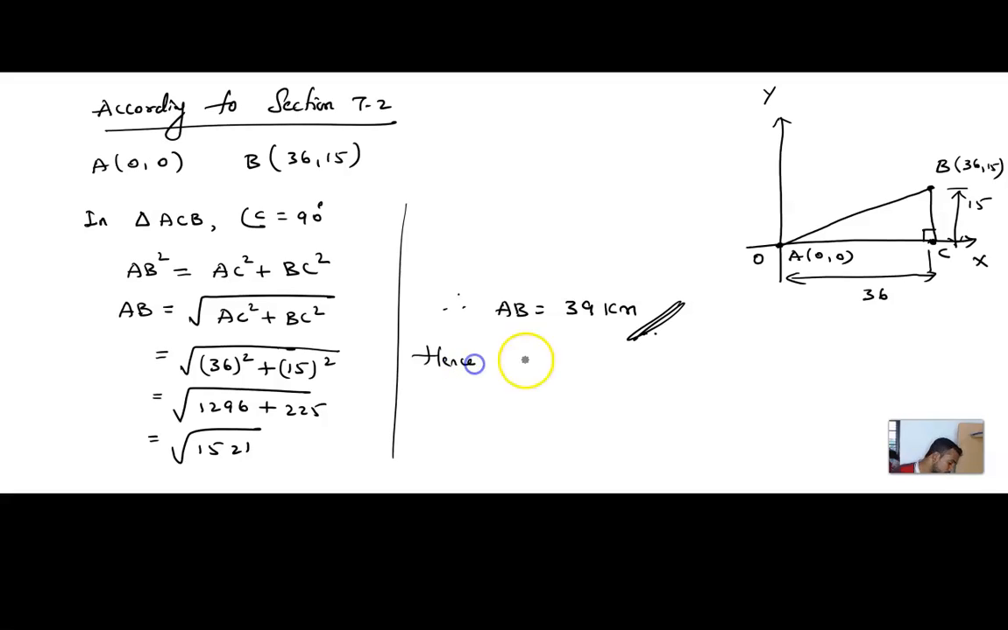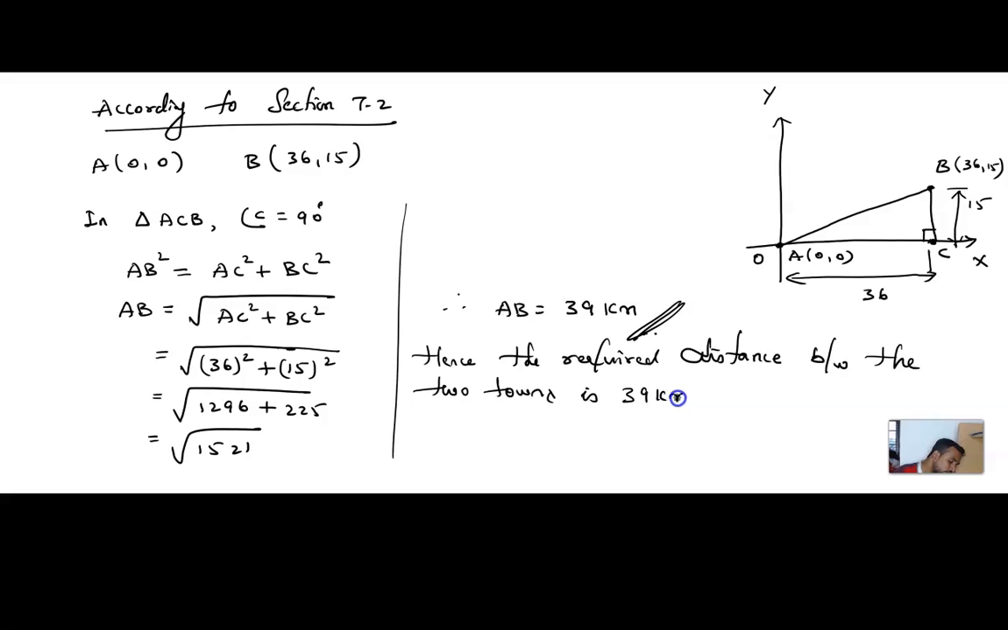Hence the required distance between the two towns is 39 kilometers. So this is the procedure we have to follow to solve the problem. Here O is the origin, but unfortunately point A is also in the same position, and position B is (36, 15).